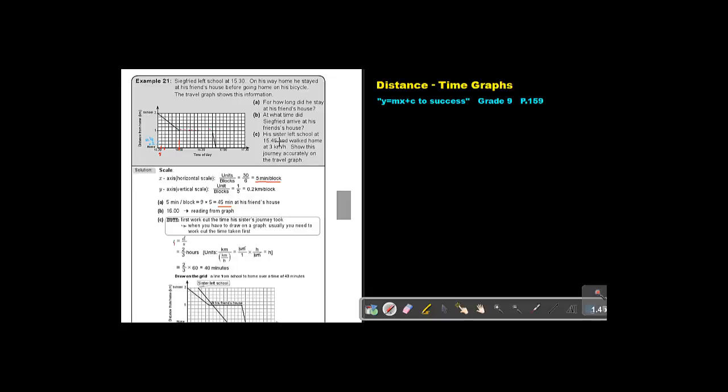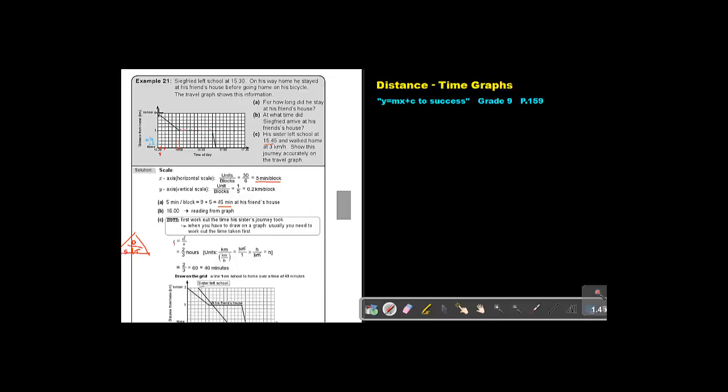His sister left school at 15:45. This is very important, okay? And walked home at 3 kilometers per hour. Show the journey accurately on the travel graph. First, work out the time his sister's journey took. When you have to draw on a graph, usually you need to work out the time taken first. So how do I work out time? Remember my triangle? Distance, speed, time. So time is distance divided by speed.